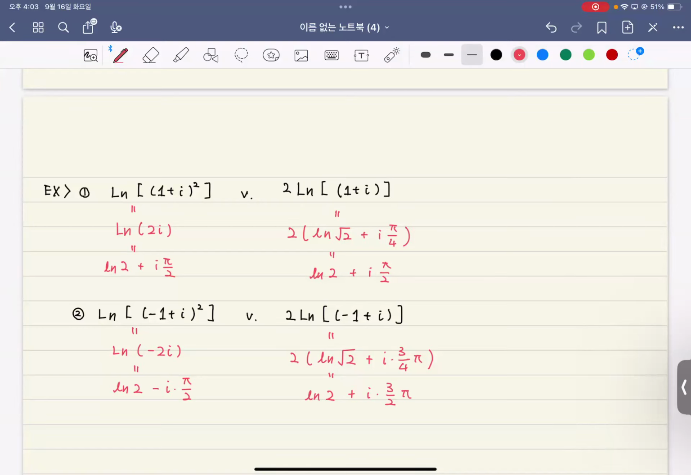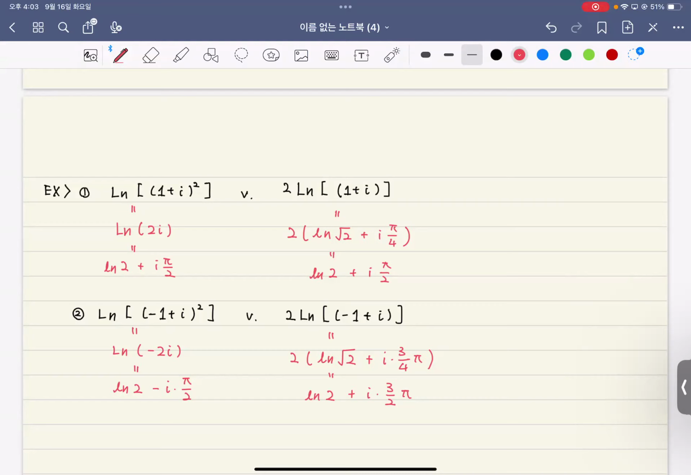So they are different. I guess you're all familiar with the natural log function from calculus, right? And ln of some number to the nth power is the same as n times ln of that number, right? That was true for every positive real number. But in the world of complex numbers, they can be different. So why are they different? These two were the same, but for number 2, these two were different. Why is that? Can you figure this out? Yeah, actually, the answer is very easy.